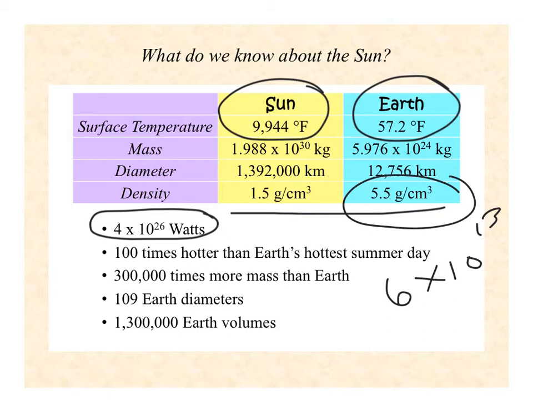And if we compare that to the Tsar bomb, which is the largest bomb ever, which is 50 megatons of TNT, that only has an exponent of 17. So we can see that the sun has a whole lot more energy. There's 109 Earth diameters and over 1,000,000 Earth volumes.